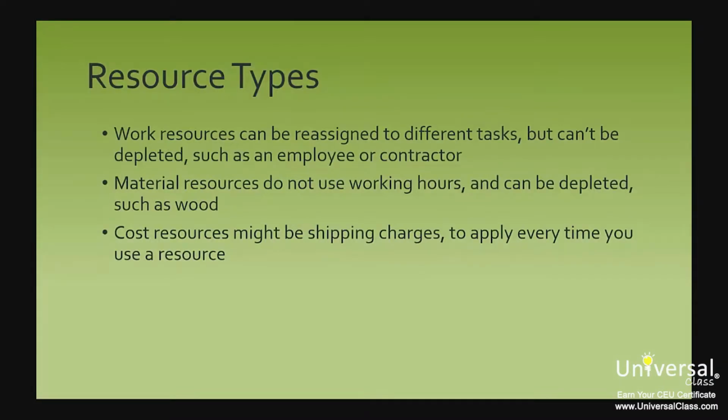There are 3 different types of resources in Project 2013. They are work, material, and cost resources. Let's take a look at what each of these 3 means to make it easy for you to decide what types of resources you're using for your project. Work resources can be reassigned to different tasks, but they can't be depleted. A box of nails would be depleted, so it's not a work resource. However, an employee or contractor could be assigned to multiple tasks, but wouldn't be depleted. Material resources do not use working hours, and they can be depleted. They have unit costs. Examples of material resources are wood and books. A cost resource might be a shipping charge. You can use a cost resource to apply a cost every time you use the resource.